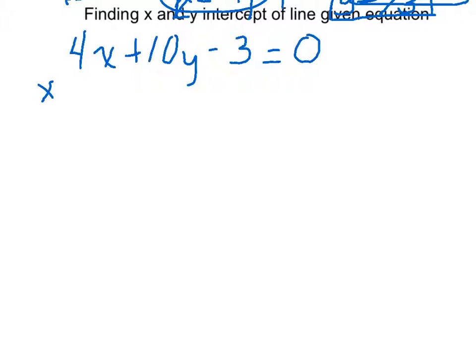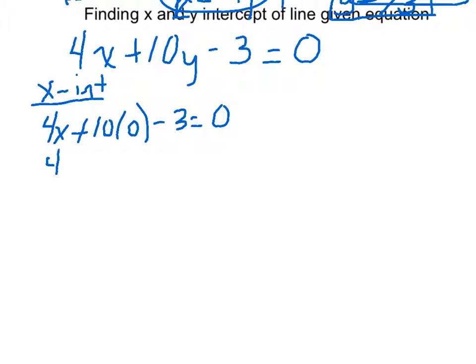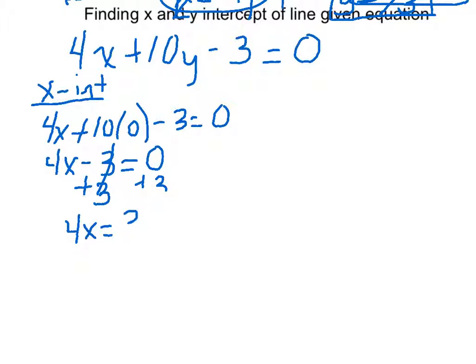Alright, for the x-intercept, same as before, we copy it over. Wherever we see a y, we put in 0. 4x plus 10 times 0 minus 3. 10 times 0 is 0, so we can just get rid of it. Now to solve this two-step equation, we add a 3 to both sides. It's gone from that side. Now we have 4x equals 3. Divide both sides by 4, and x equals 3/4. Not 3/3, 3/4.